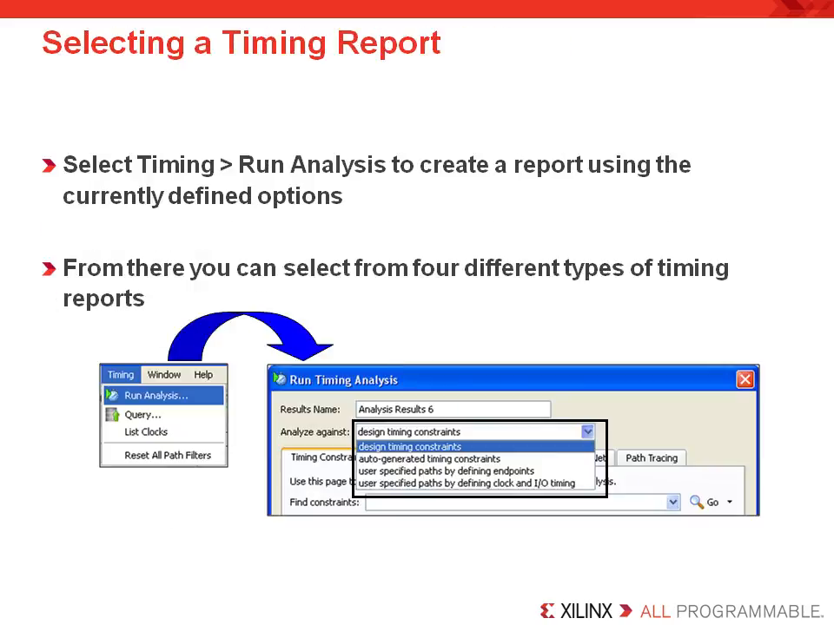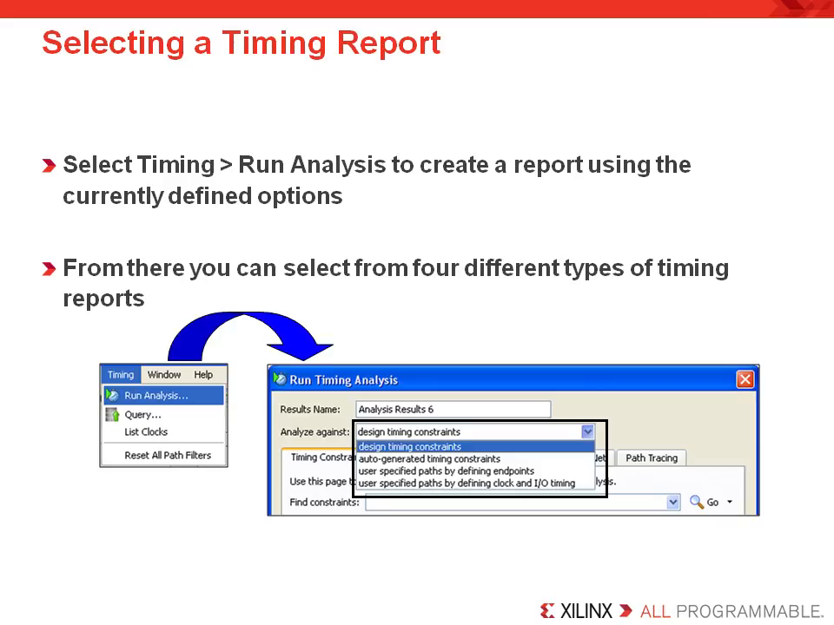There are a number of different timing reports you can make. From the timing analyzer, you can select timing and run analysis to create a timing report using the currently defined options and constraints. From there, you can select from 4 different types of timing reports. The 4 reports include design timing constraints, auto-generated timing constraints, user-specified paths by defining endpoints, and user-specified paths by defining clock and I/O timing. Now, most customers will use the design timing constraints type of timing report.